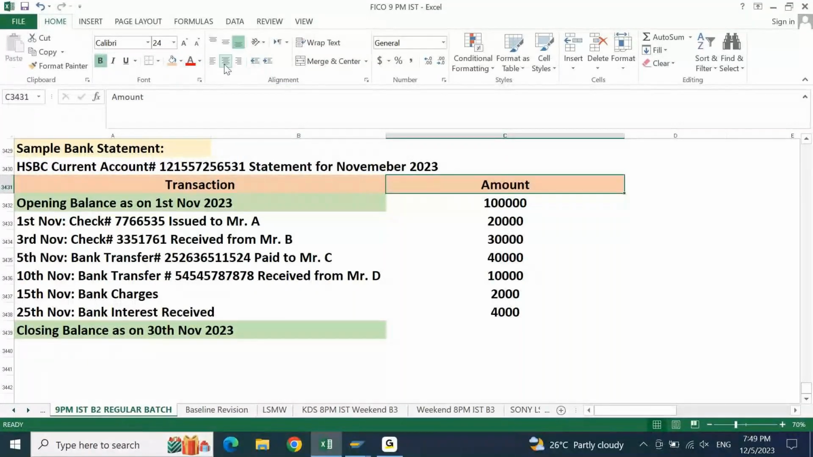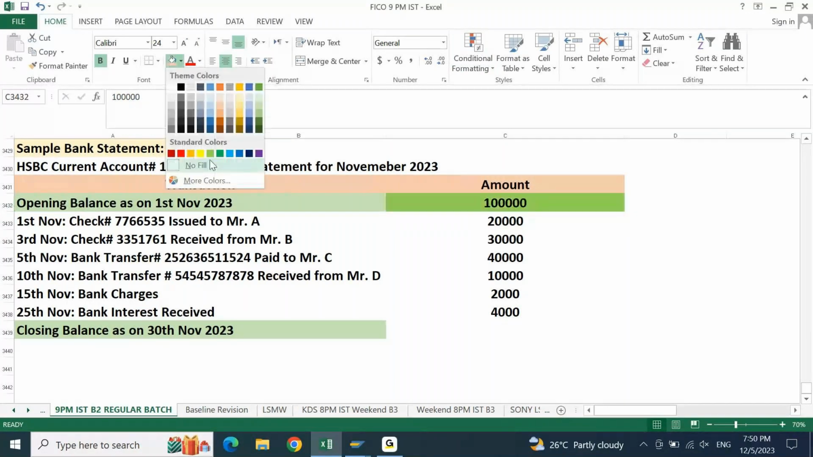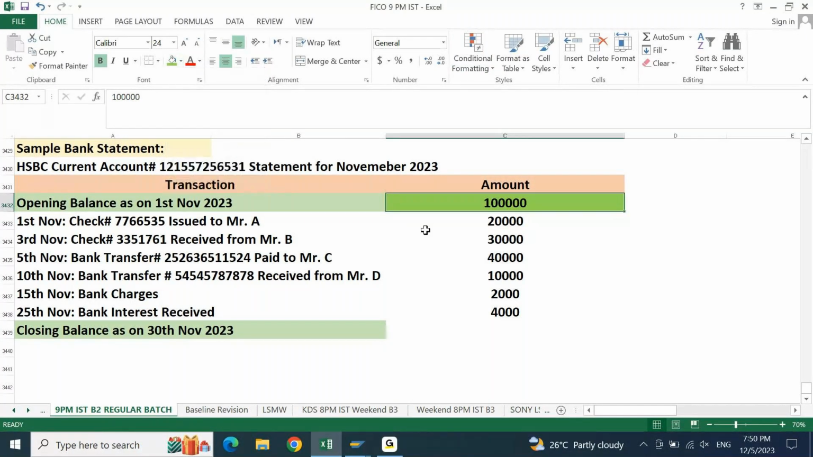Now first, when you're looking at the bank statement, always look at the opening balance. If you look at this bank statement, opening balance, whatever you can see, is 100,000 or 1 lakh. This is your opening balance. Highlight this opening balance. To begin with your bank statement understanding, the first point is to understand what was our bank opening balance.